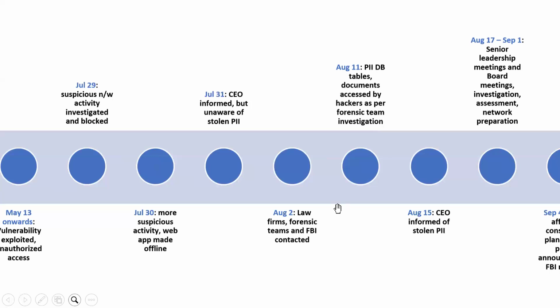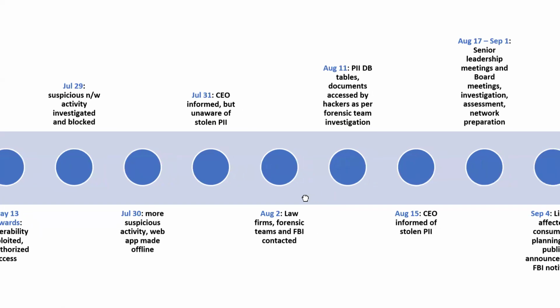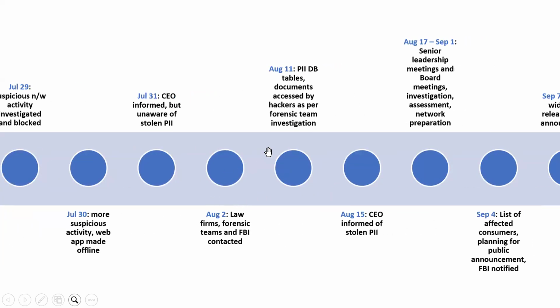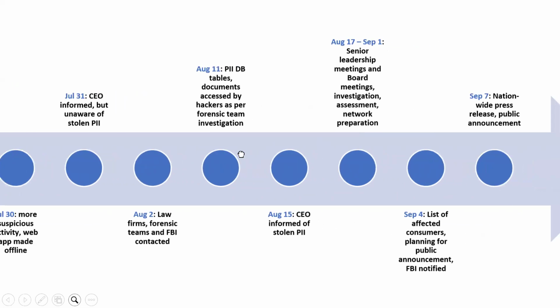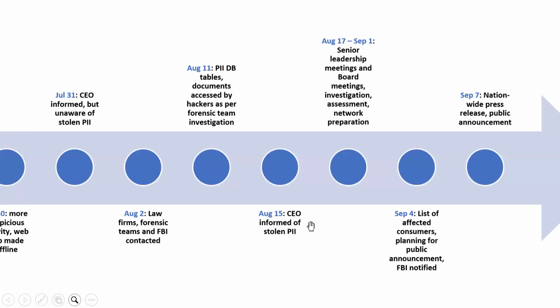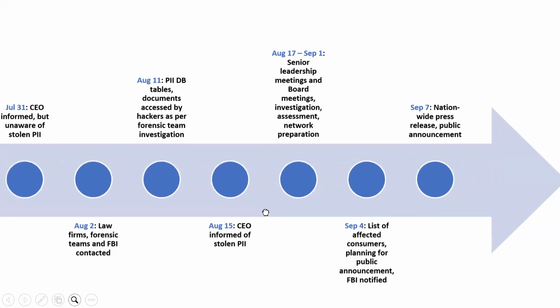On 2nd August, law firms, forensic teams, and the FBI were contacted to inform them about this issue. And on August 11th, the external forensic team that was involved found that personally identifiable information was stolen. Those DB tables containing personally identifiable information were accessed. Documents were accessed by hackers. Post that, on 15th August, the CEO of Equifax was informed of the stolen personally identifiable information.